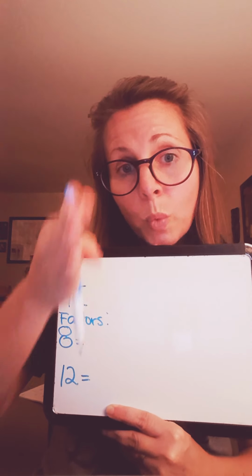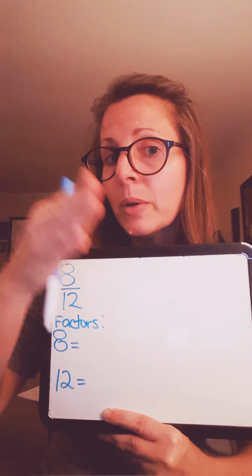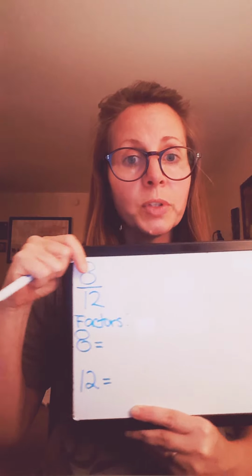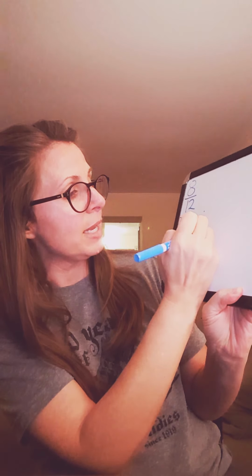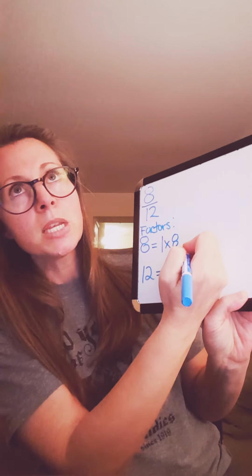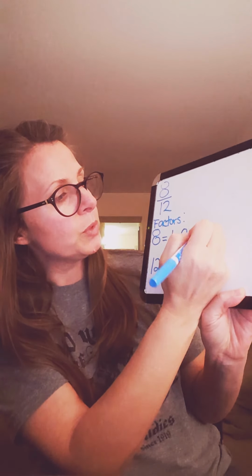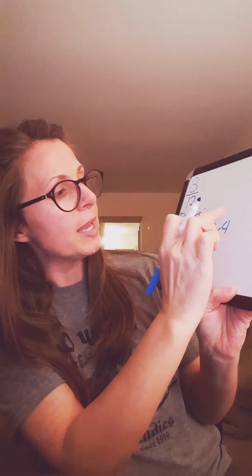I like to start with 1 and go up from there so that I don't skip anything. So starting with 1 on 8, we know that 1 times 8 equals 8. And then we know that 2 times 4 equals 8.